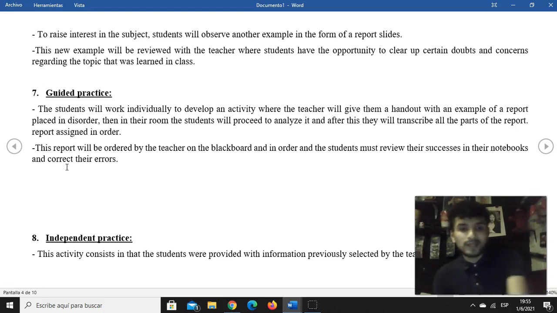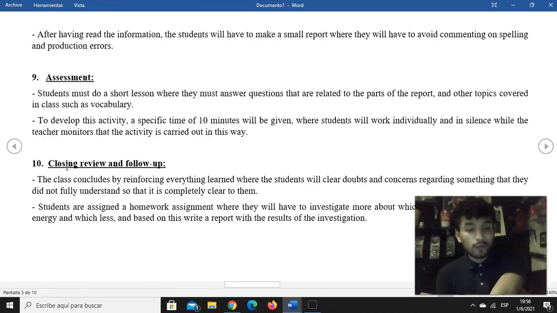The independent practice. In this activity, the students are provided with information previously selected by the teacher. I'm going to share information with my students. After having read the information, the students will have to make a small report, where they will have to avoid spelling and pronunciation errors, because I'm going to make sure that students avoid committing spelling errors in grammar or structures.